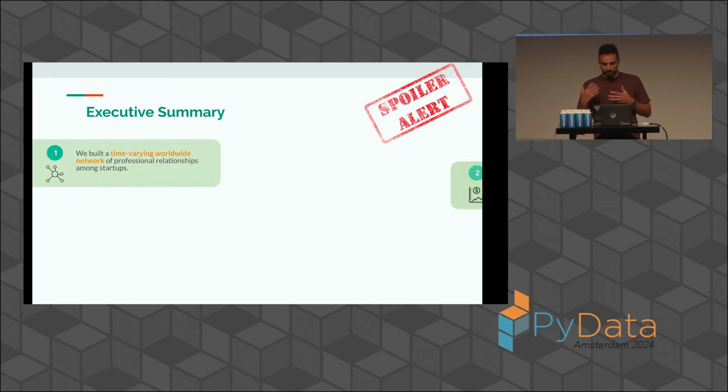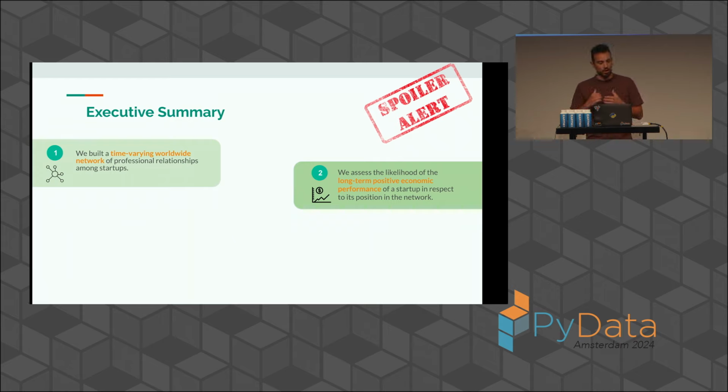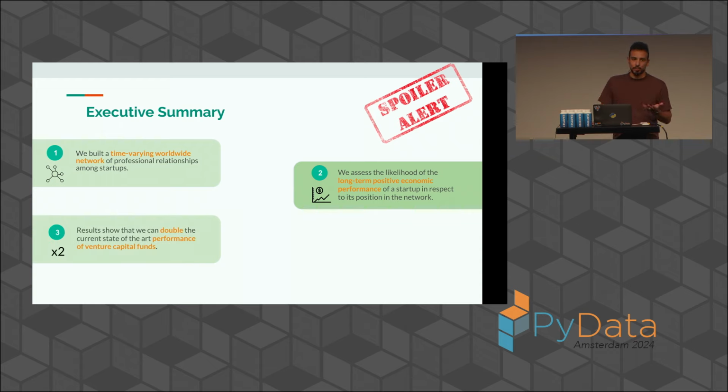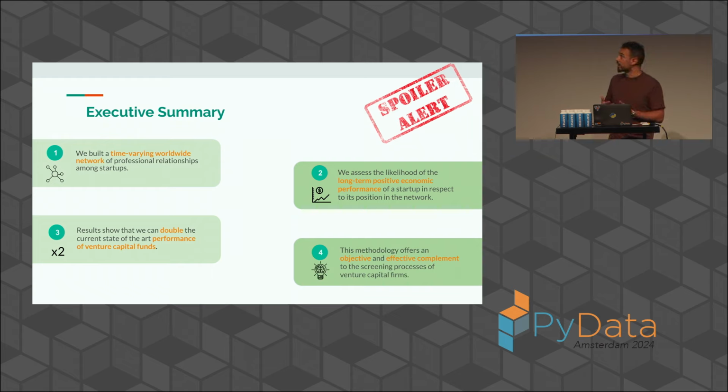Then, since we're dealing with a network, we use network analysis and network centrality measures to assess the likelihood of a startup's long-term success at an early stage. The results show that we can double the performance of venture funds for early-stage companies. And another interesting thing is that this methodology could really help venture capitalists to have a more data-driven way to assess early-stage companies.